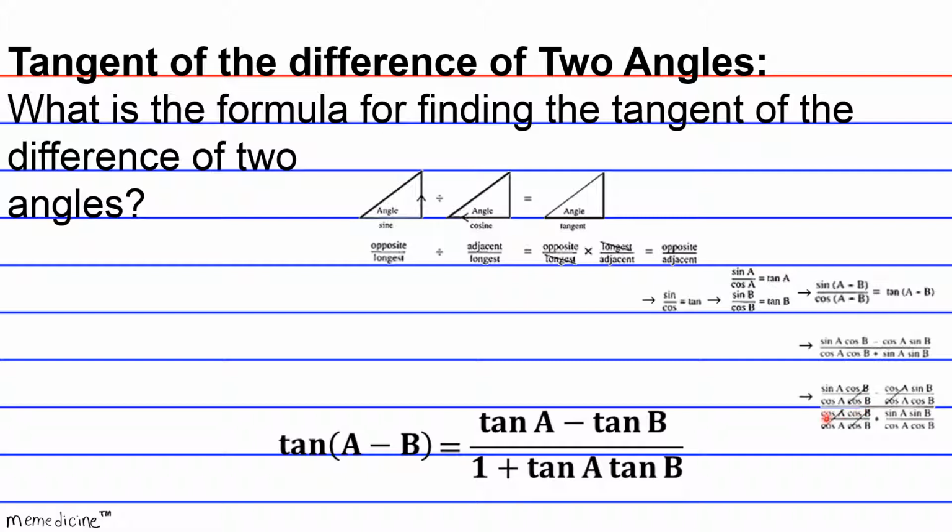So we divide through by the cosine A times the cosine of B, and for the first term we get the sine of A over the cosine of A, which is equal to the tangent of A, then minus the sine of B over the cosine of B, which is equivalent to the tangent of B. Then the cosine of A times the cosine of B divided by the cosine of A times the cosine of B is equivalent to 1, plus the sine of A times the sine of B divided by the cosine of A times the cosine of B, which is basically the same thing as saying the tangent of A times the tangent of B.